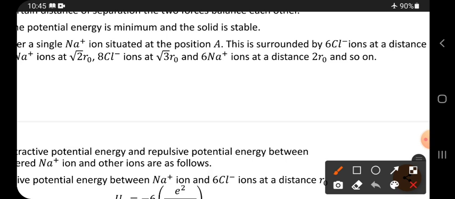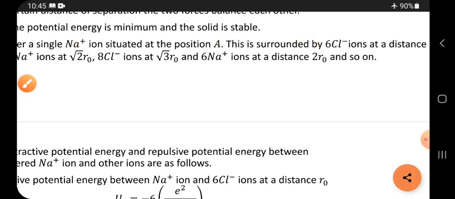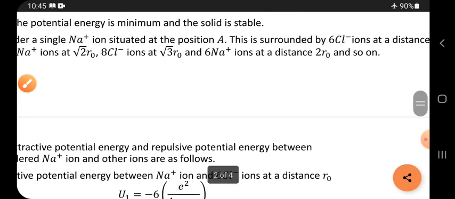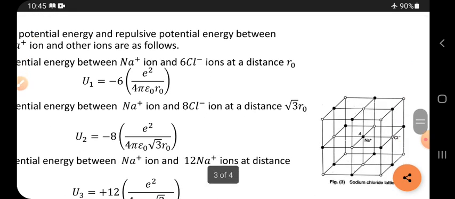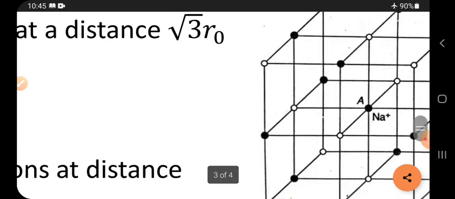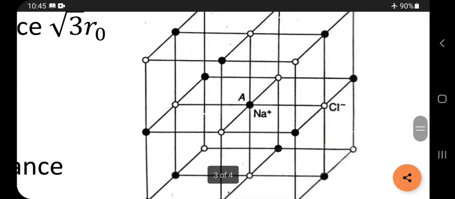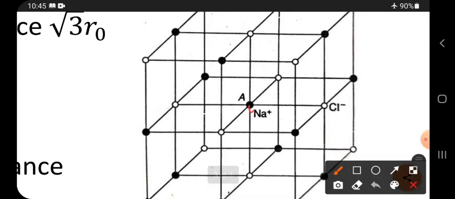There is a single sodium ion situated at position A. This is surrounded by the 6 Cl minus ions. So see, 6 Cl minus ions are there. Now let me see. One sodium surrounded by 6 Cl minus ions. Here it is. At what distance? At r naught distance. r naught distance is the distance between two opposite charges.